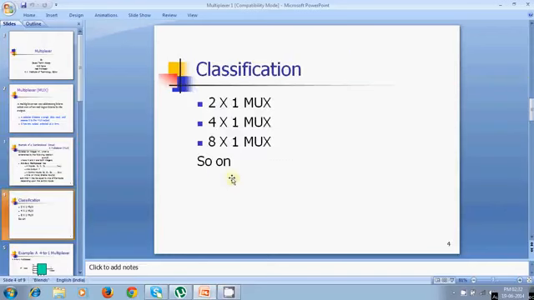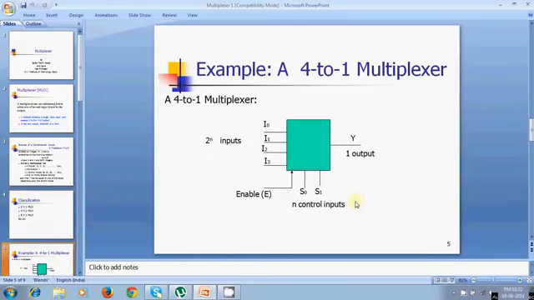Classification of multiplexer: depending upon the number of input lines, the multiplexer may be 2:1, 4:1, 8:1, and so on. Now we will take an example of a 4:1 multiplexer. A 4:1 multiplexer, as the name indicates, is a multiplexer which has 4 inputs, I0, I1, I2, I3, and 2 select lines S0 and S1, as from the relationship 2 raised to the power n.